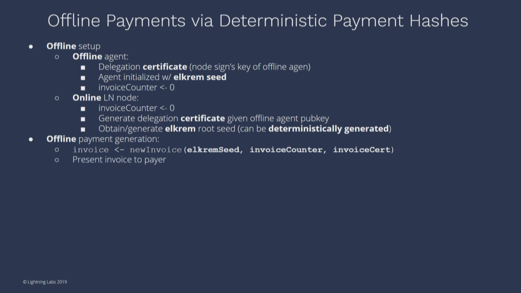Then it's going to present the invoice to the payer, who's getting a candy or something like that. This is cool because this can be over QR codes, Bluetooth, NFC, or whatever else. And then it's going to increment the invoice counter, right? So it always has to do that in order to maintain synchronization with the other party itself.